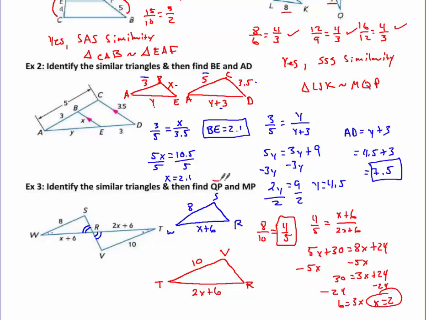Now I know it says find QP and MP, but you can probably do that. You just take 2, plug it in where it goes, and since there's no Q's and P's in this problem anyways, we'll just stop at x equals 2.